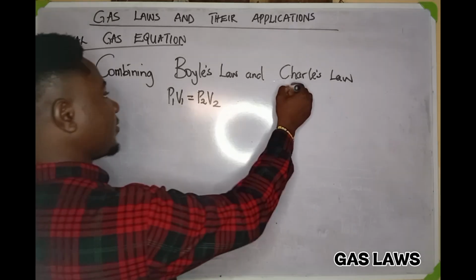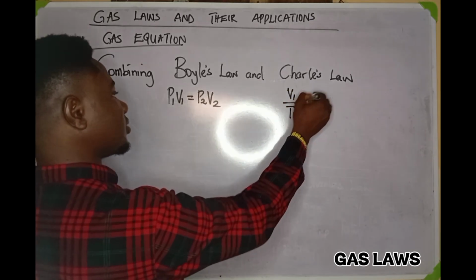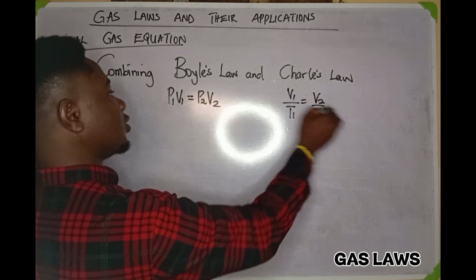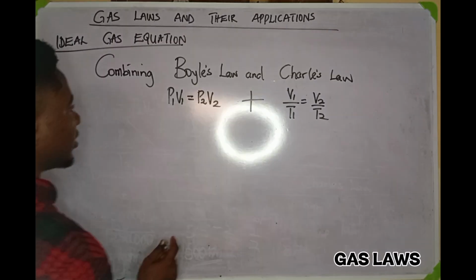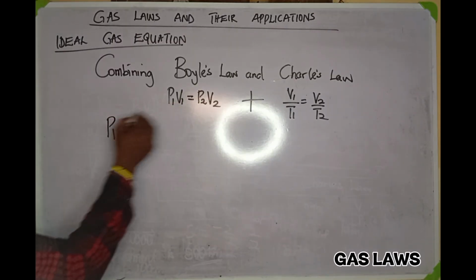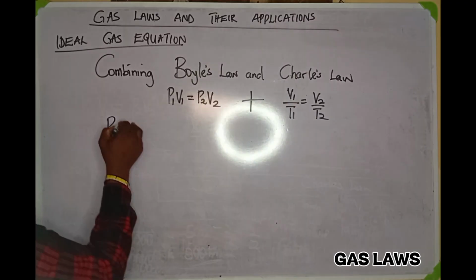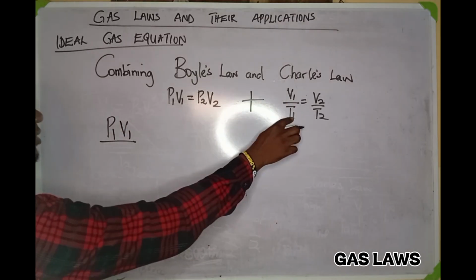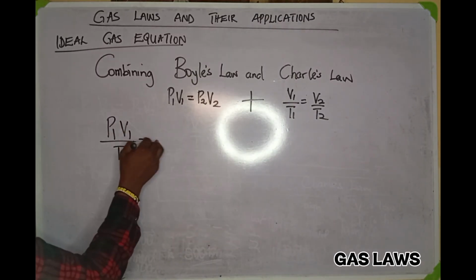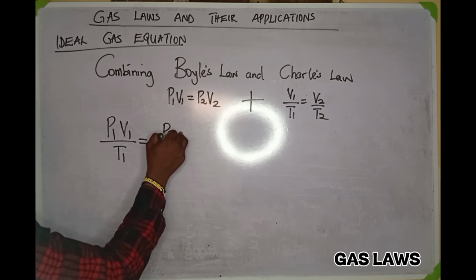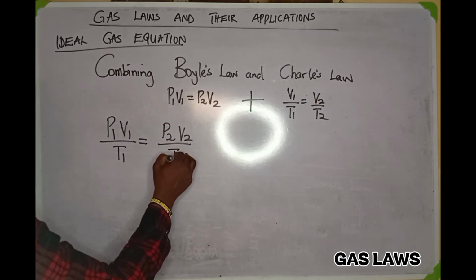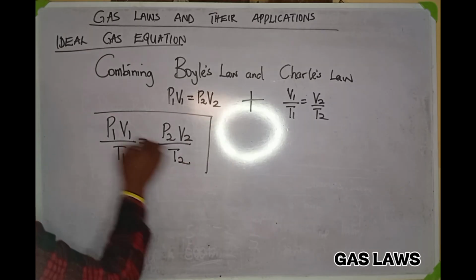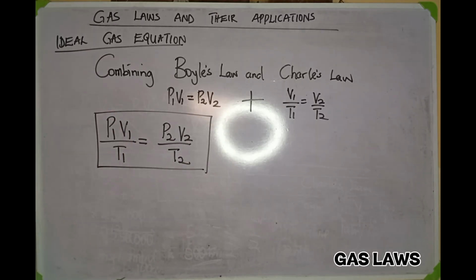Charles's law states that V1 over T1 equals V2 over T2. So when we combine these, I have P1, I have V1, all over T1, equal to P2, V2, all over T2, which is the denominator. So this is the ideal gas equation.